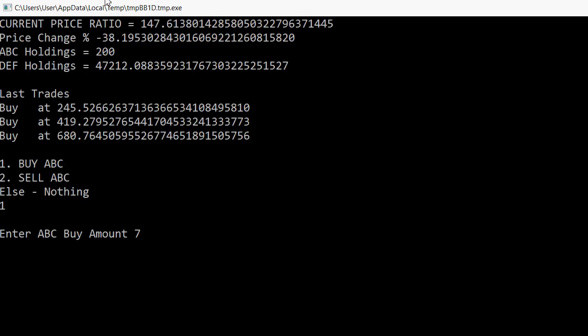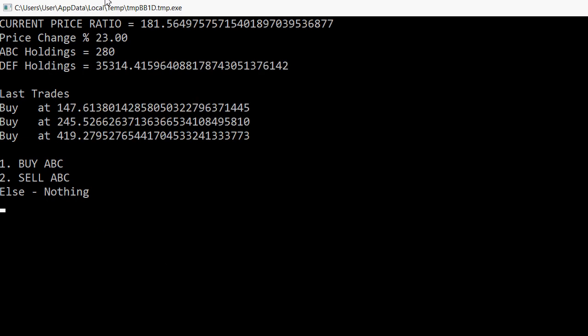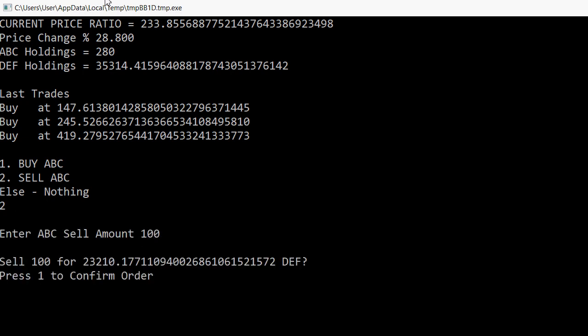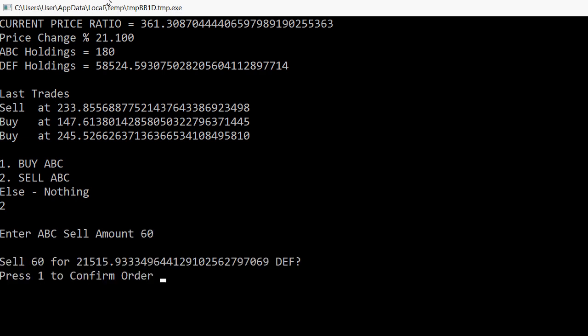Maybe like 70, 80 more even. It's not that big of a decline, but it is still noticeable. Costing 12,000 again, easily be able to afford that. So ratio 147 up to 181, 233. So we might as well liquidate some, maybe 100 of them. Get 23,000 in return. Up a bit more again, and let's liquidate some more, say 60 of them.